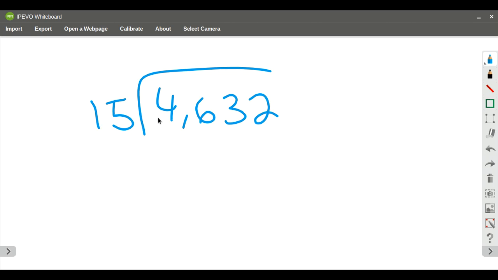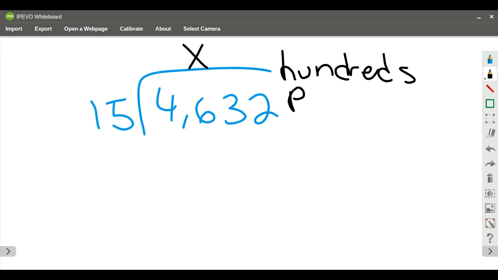Take a look. 15 is not able to go into 4. 15, however, can go into 46. So I'm going to put my first value in the hundreds place. So that's how I would answer problem number 2. Okay, so it's going to go in the hundreds place.